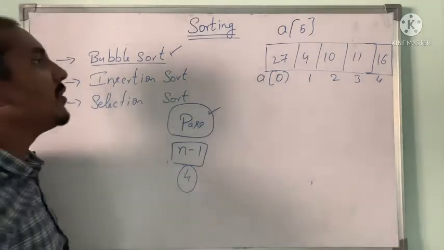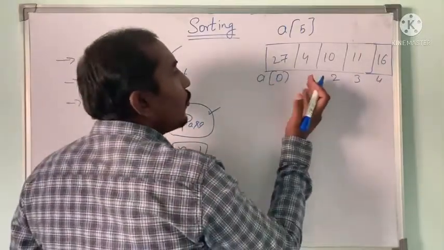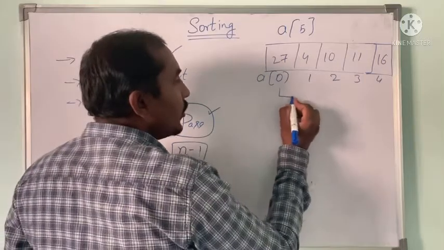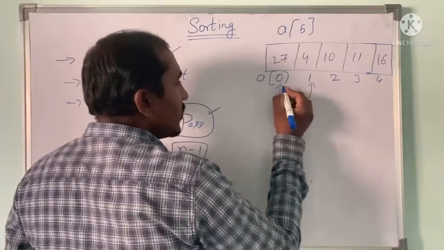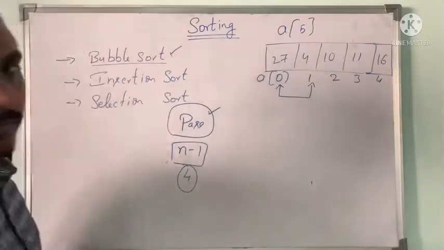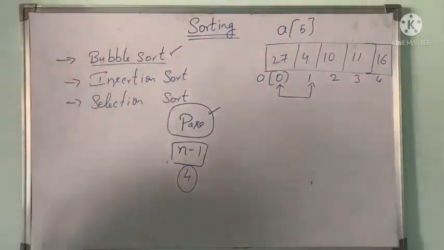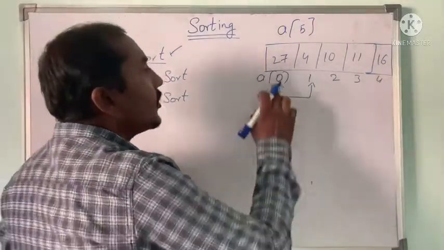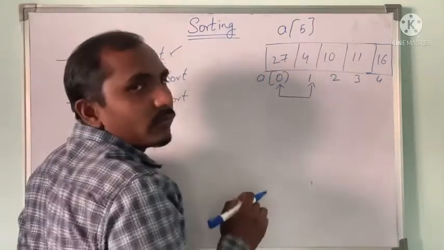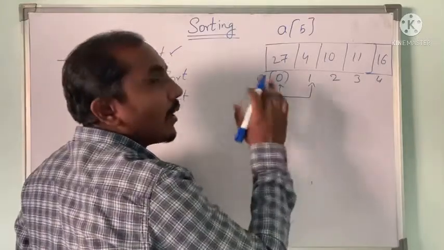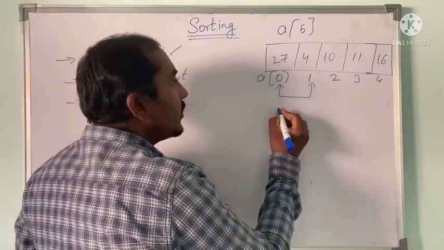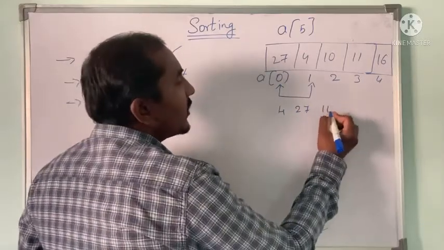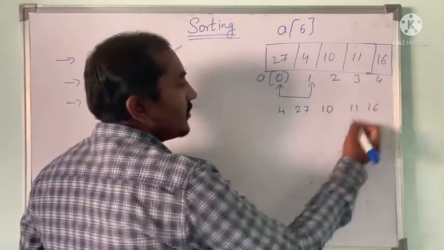Consider the elements we have: 27, 4, 10, 11 and 16. Bubble sort is going to compare the adjacent elements, that is 27 and 4. When it compares 27 and 4, first it checks whether 27 is greater than 4. If that is true, it is going to swap. After the swap we get 4, 27 and the rest of the elements stay as they are: 10, 11 and 16.